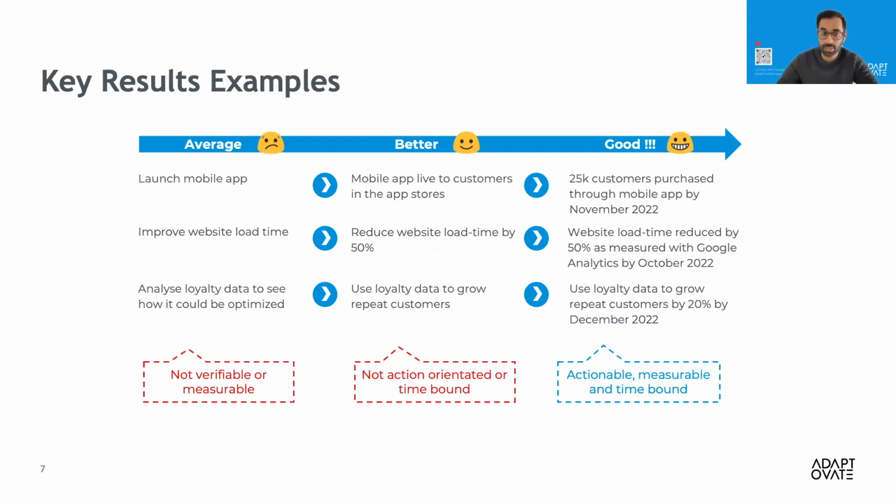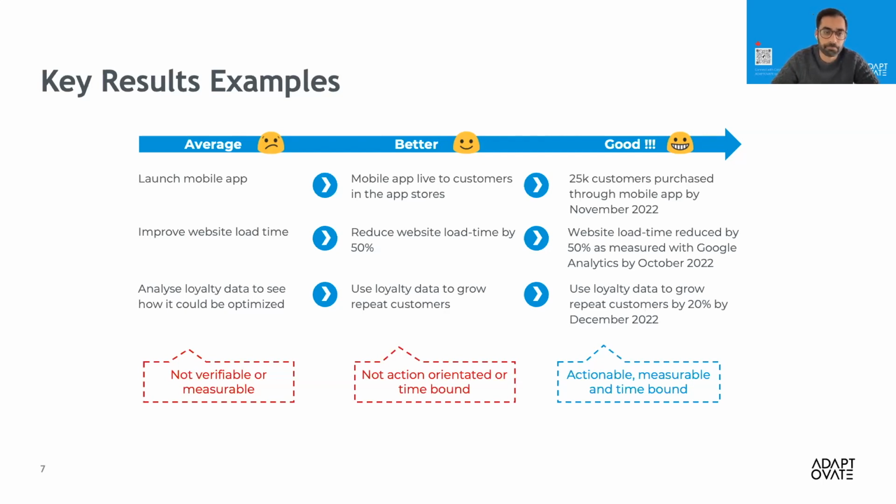Let's jump into, so that's the objectives. So if we were to pick 3 key results to tie up to said objective, we start off with an average one, which is launching a mobile app. It doesn't really have any kind of measurement associated to it, not really outcome oriented. Just because you launch an app doesn't mean that people are going to use it or buy anything off that app.